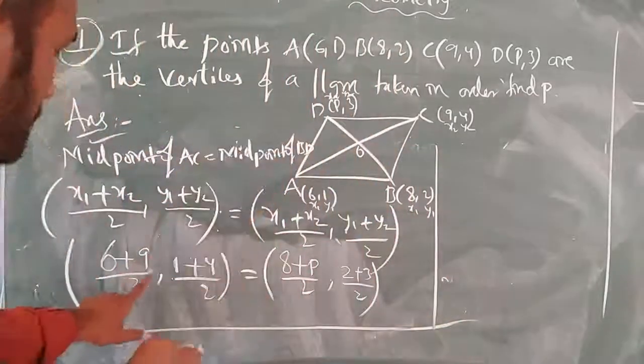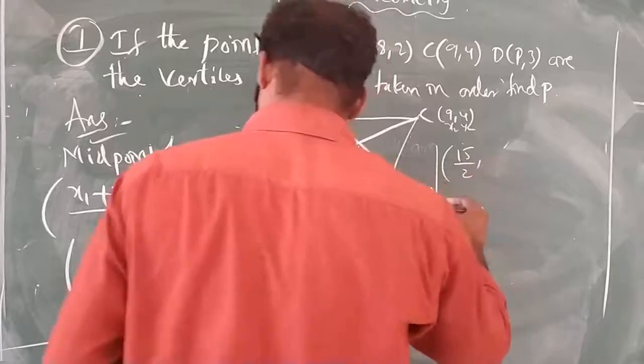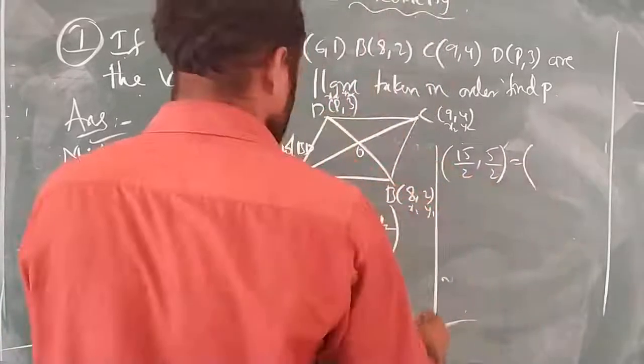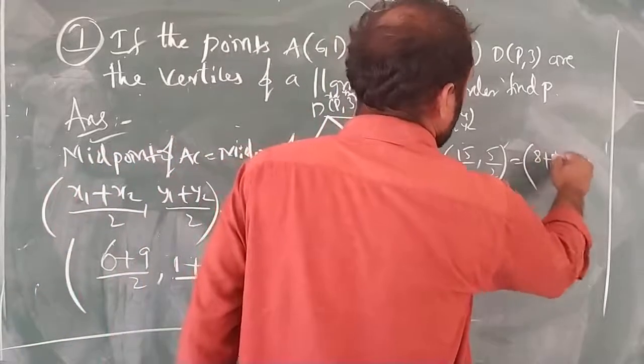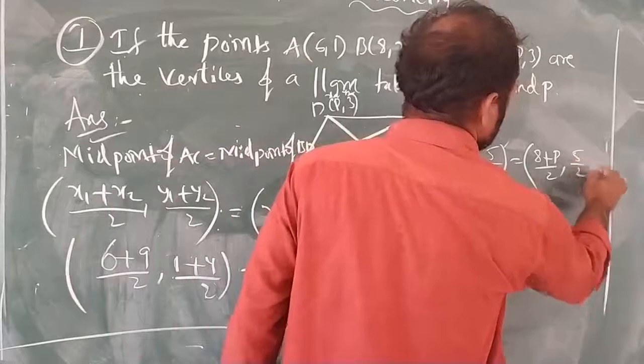Okay, 6 plus 9 is 15 by 2. So 15 by 2 comma 5 by 2 is equal to 8 plus P by 2 comma. We cannot add the variable and number, so it is 5 by 2.